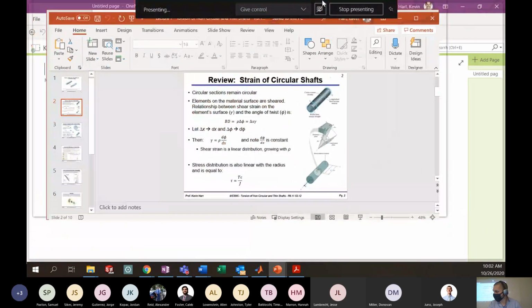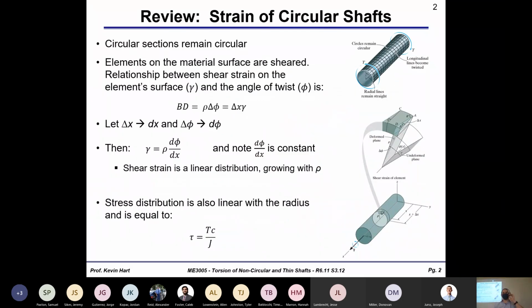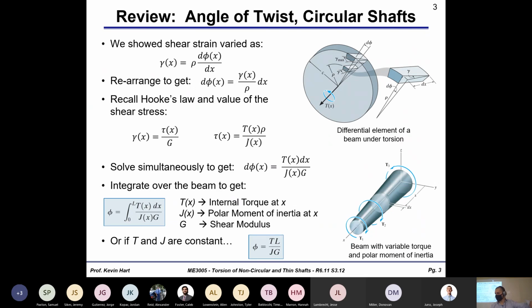what we did. So last time we talked about torsion of circular members, where the derivation of TL on GJ comes from for angle of twist, and the shear stress tau being TC on J. So we talked about these things with the derivation. Here's a little bit more detail in the notes if you want to dive into it. And we showed what a member with non-constant torque and non-constant polar moment of inertia might look like, right? So we had a general expression here for angle of twist given some non-constant torque or polar moment of inertia. And you might see a homework problem like that coming up on the next set, so be aware of that.